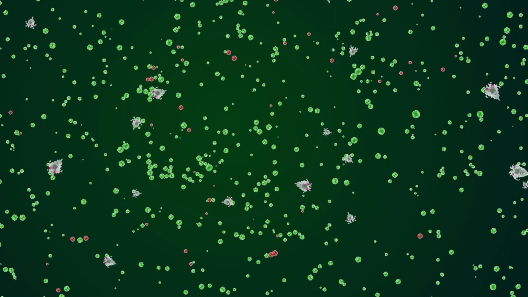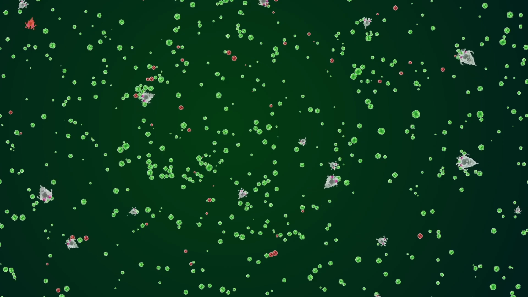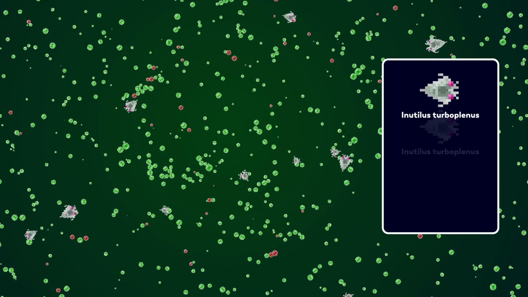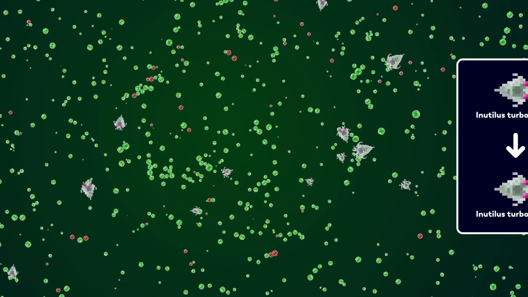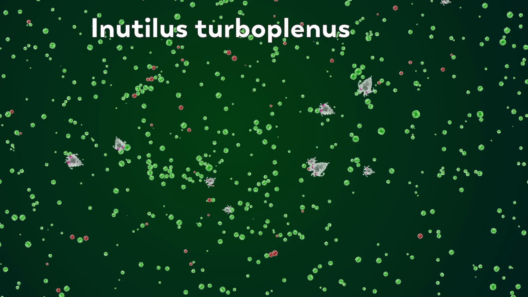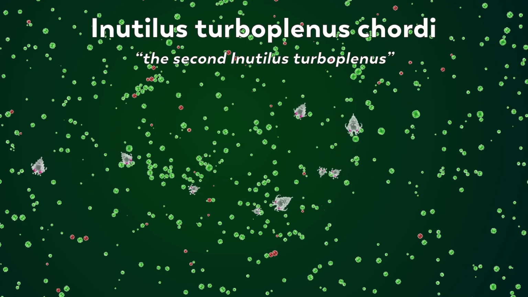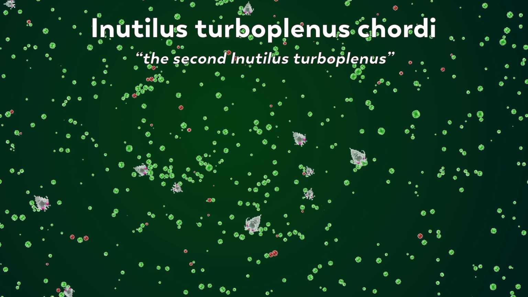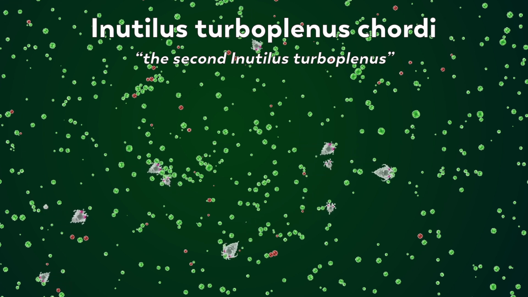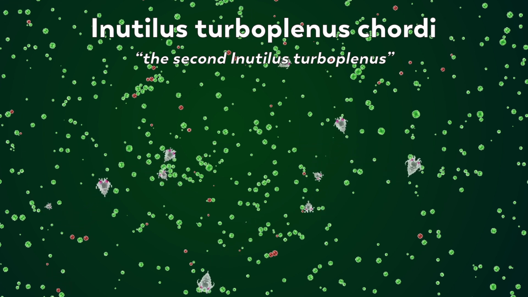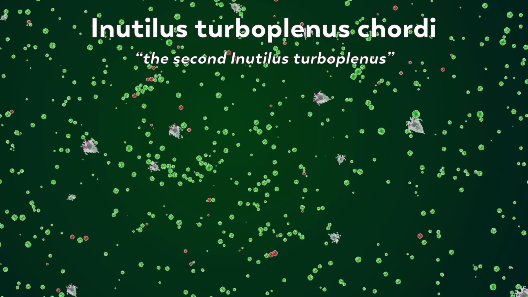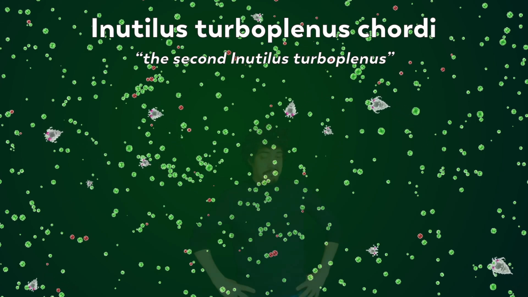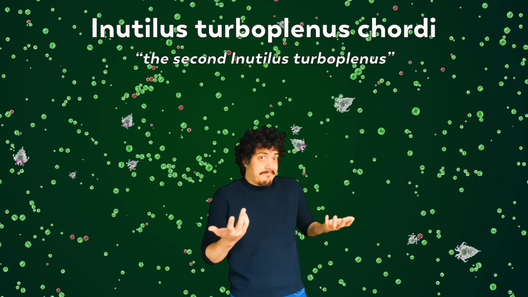Moving on from that conundrum and onto the western island. The dominating species is still extremely similar to what we had 15 hours ago. Inutilus turboplenus stays pretty much unchanged. As such, we'll name the present one Inutilus turboplenus cordi for the second Inutilus turboplenus. I'll probably keep that framework and give the cordi title to species that don't change much after a long time. I want to say, however, that this is probably not standard practice. I don't know what I'm doing.